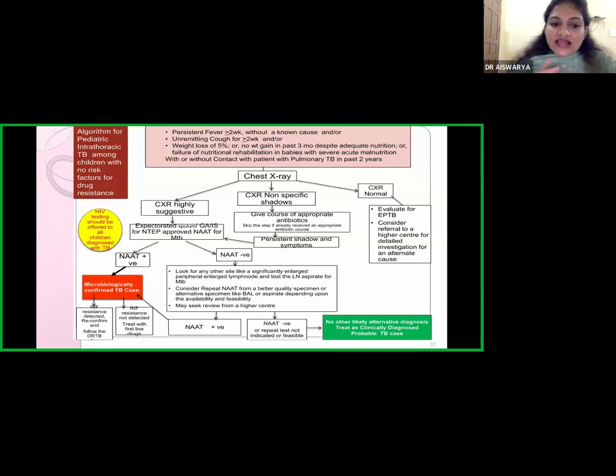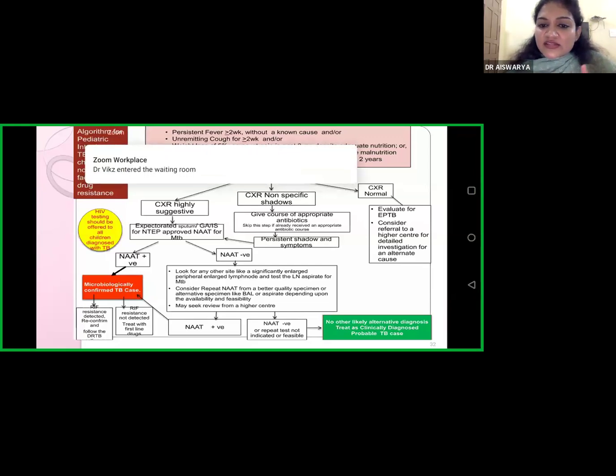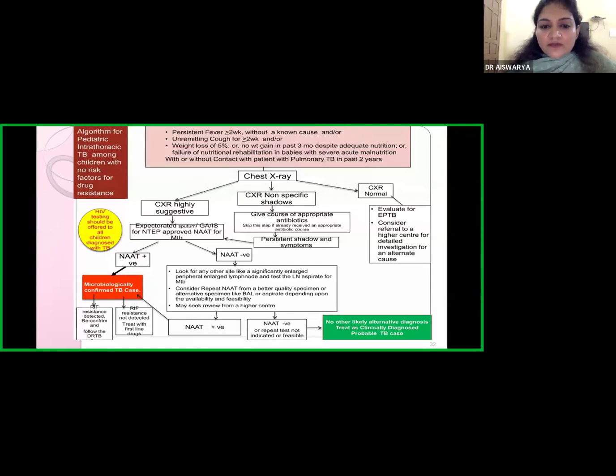Next, this is an algorithm for TB in children. Any presumptive pediatric TB patient who comes to us, first we need to do a chest X-ray. If a child comes with symptoms for more than 2 weeks with weight loss and so on, we do a chest X-ray. If the X-ray is normal, we need to evaluate for extrapulmonary TB in children and refer them to a higher center or expert for further evaluation, like for lymph node TB, ruling out abdominal TB and so on. If the X-ray shows some non-specific shadow, first we treat them with an appropriate course of antibiotics, and then take a chest X-ray again to see whether the symptoms or shadow have resolved. If the symptoms and shadow persist, we need to go with, in the case of children, who can't expectorate sputum like adults.